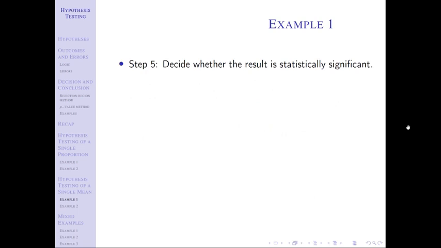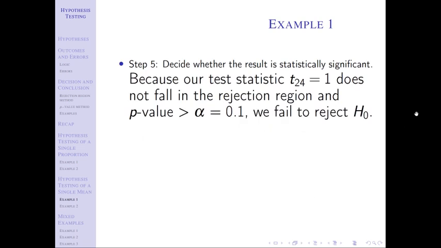So we're going to write that out here: because our test statistic does not fall in the rejection region, and our p-value is greater than alpha, we fail to reject the null. This part works just like the problems in the previous section.